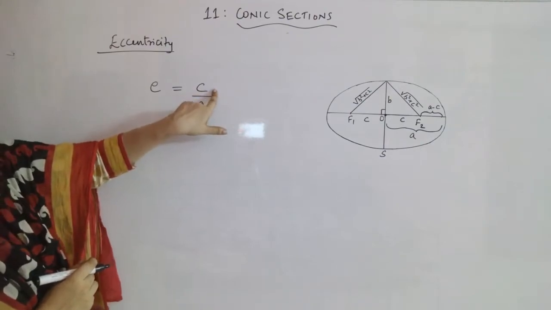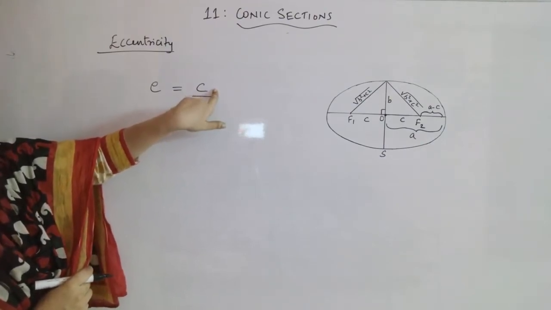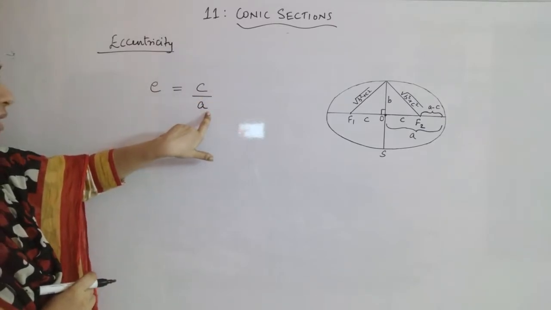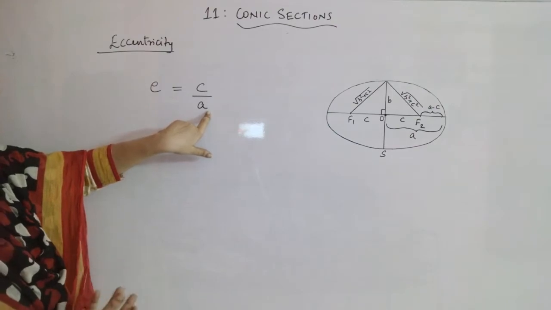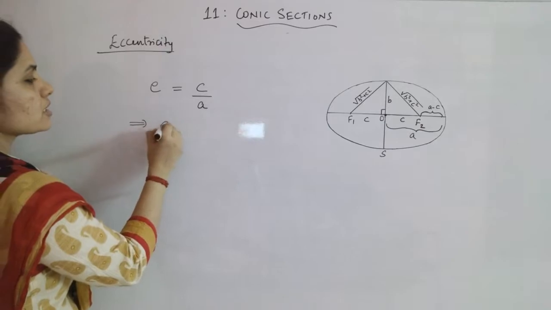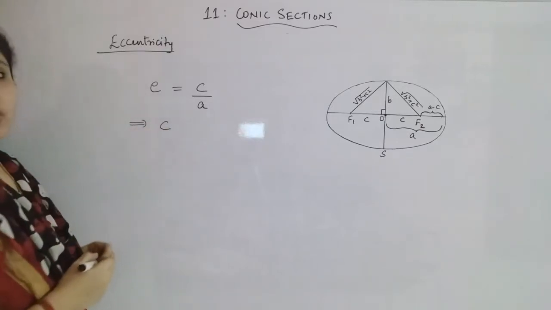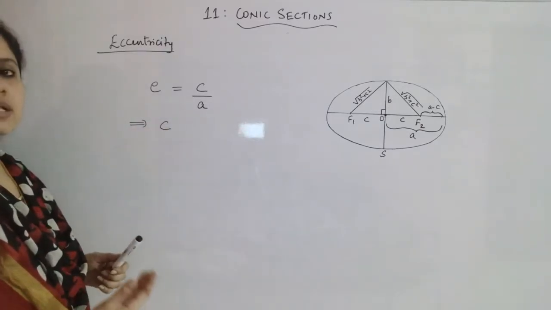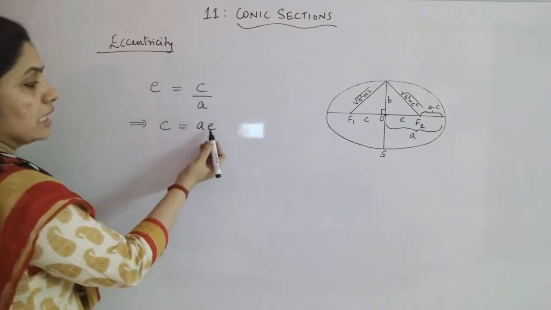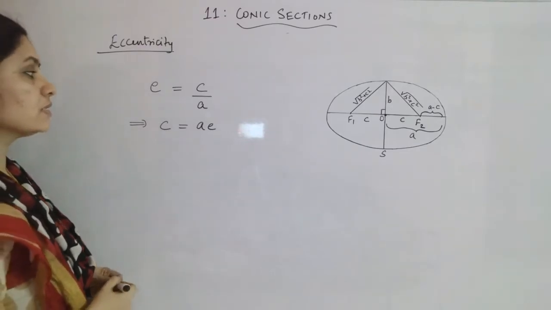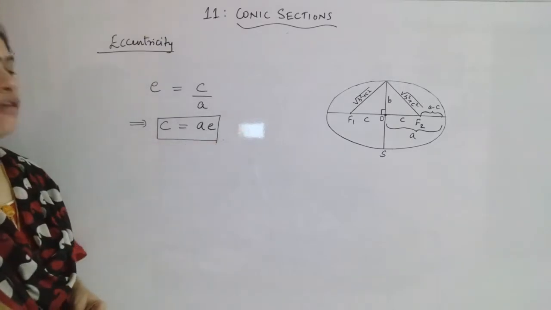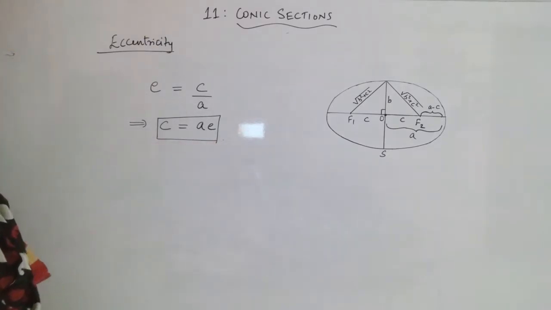C is the distance of one of the foci from the center, and A is the distance of the vertex, that is, from one of the vertices to the center. So if you want to find out what C is, in terms of eccentricity, C is equal to AE. Suppose in the question E is given, and A also is given, so you can find out C. So C in terms of E is A into E.